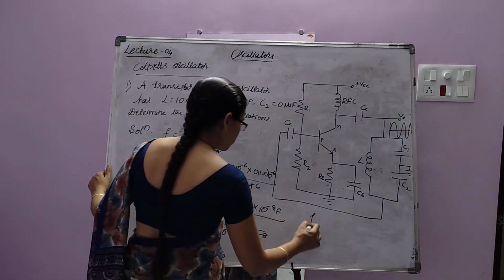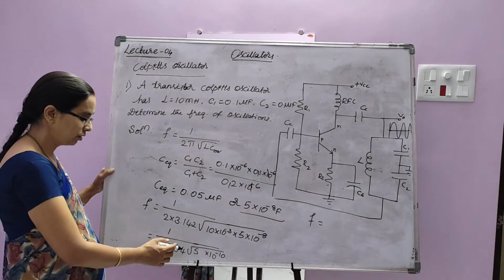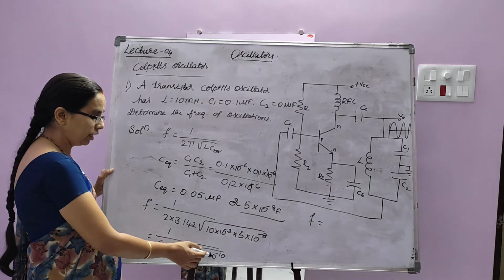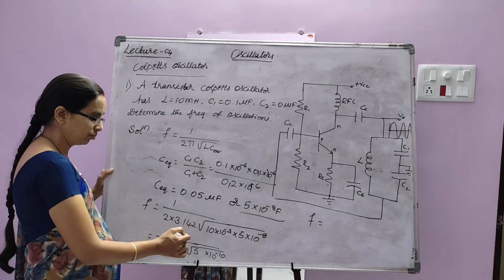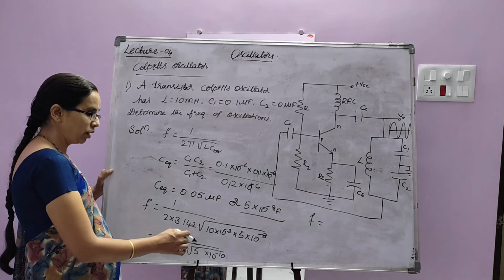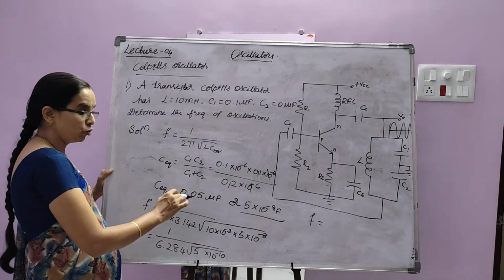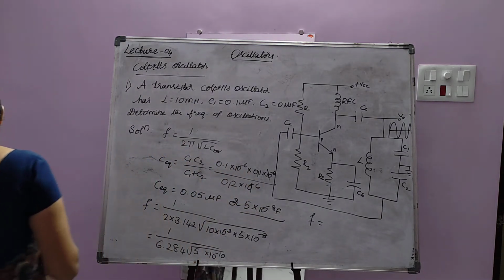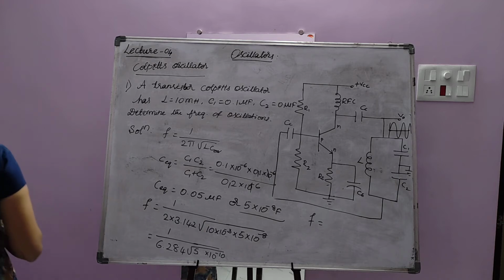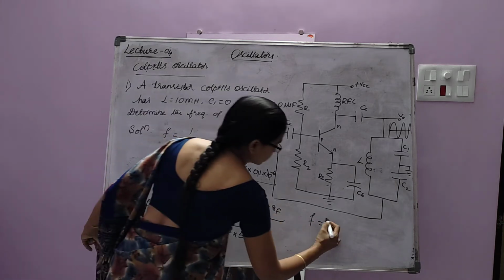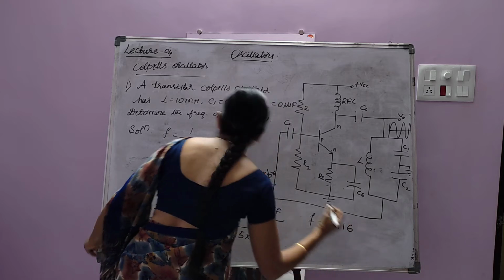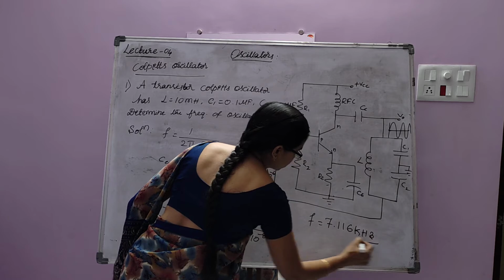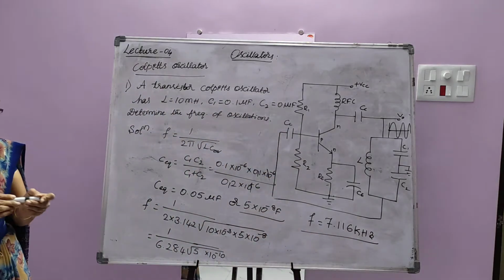So for the frequency of oscillation, take the square root of 5 and multiply with this, take the reciprocal. If you take the 10 to the power of minus 10 outside, it will be 10 to the power of minus 5. When it goes to the numerator, 10 to the power of plus 5. So after calculating, you will get 7.116 kilohertz. This is the frequency value.